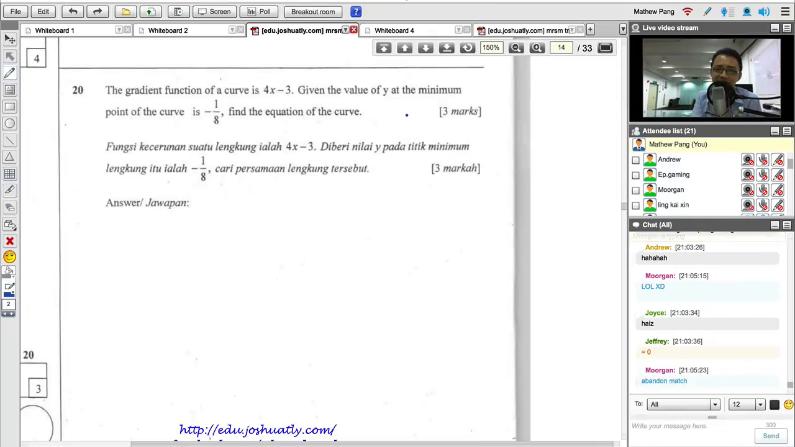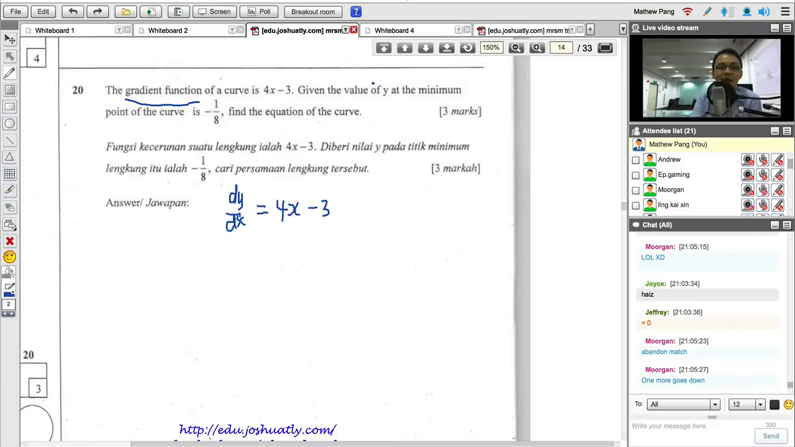All right, first thing, we know the gradient function means dy/dx, right? Okay, dy/dx means gradient function. So it's 4x minus 3. And then he tells you, given the value of y at the minimum point of the curve is -1/8. So at minimum, y equals -1/8. All right, so over here, he asks you to find the equation of the curve.